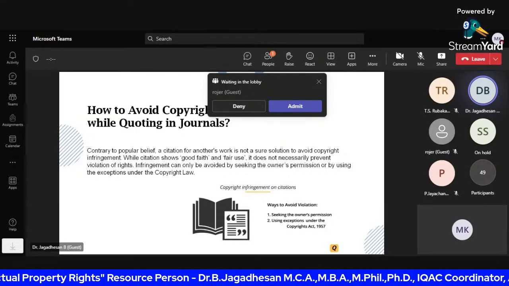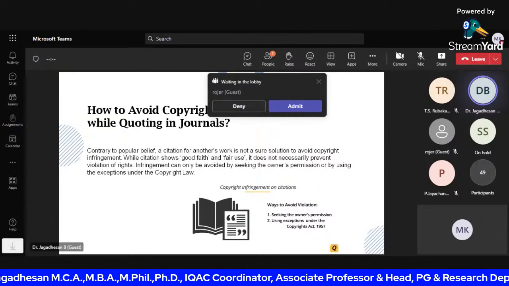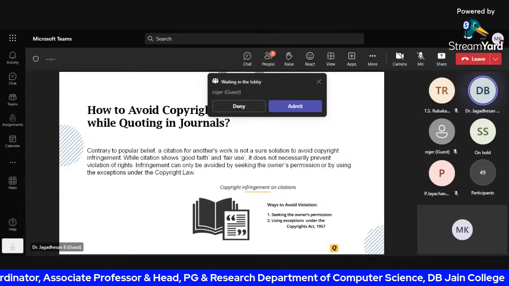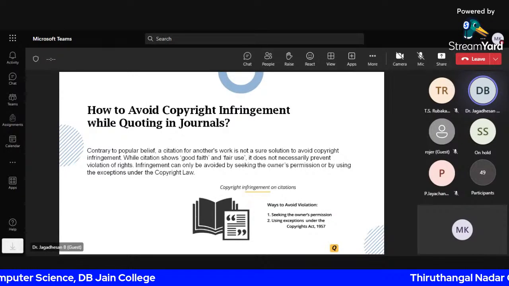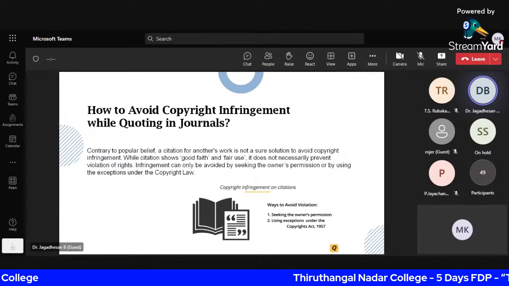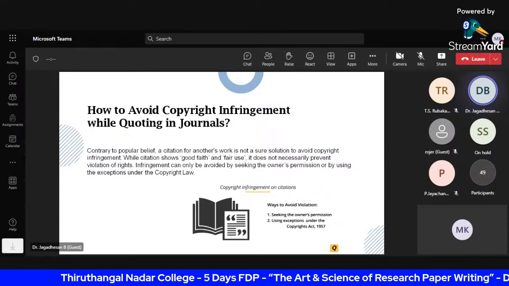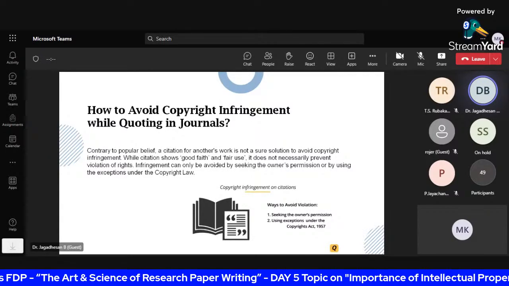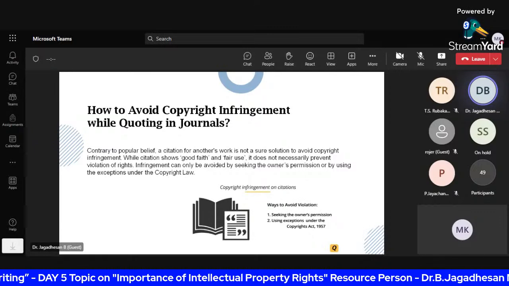It is not a new word. Research scholars and professors already know about citation. What is meant by citation? We can refer to a particular existing journal, article, or any kind of procedure or proceedings, and they can be cited in the particular journal. So it is not illegal. It may show good faith. It is fair use. The purpose is not to avoid the owner's permission, but it is one of the exemptions under the copyright law. Then only we request all the professors and research scholars to mention the references and citation.